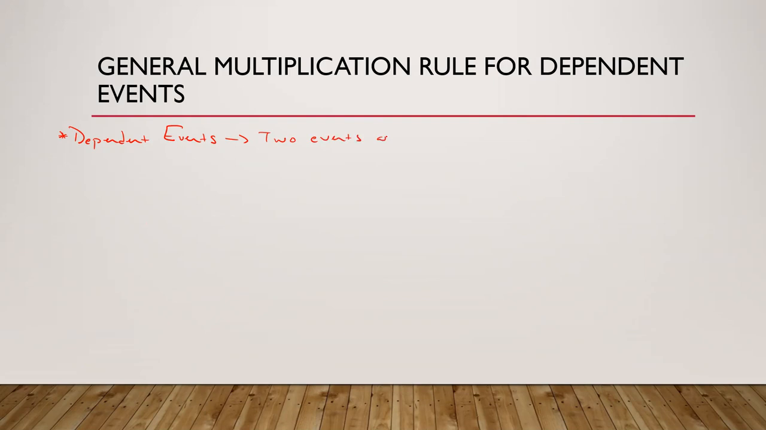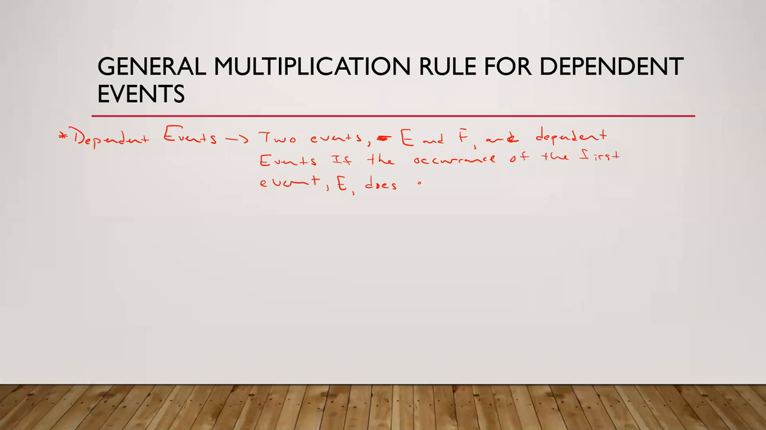So two events, we'll call those events E and event F, are dependent events if the occurrence of the first event, and that's the first event E, so what happens first, does affect the occurrence of the second event F. Okay, so what happens first will impact what happens second.